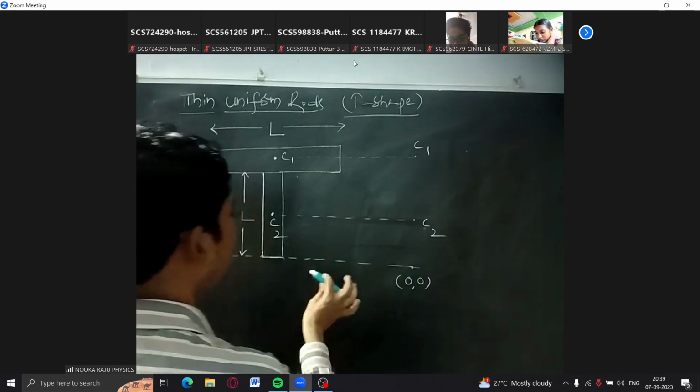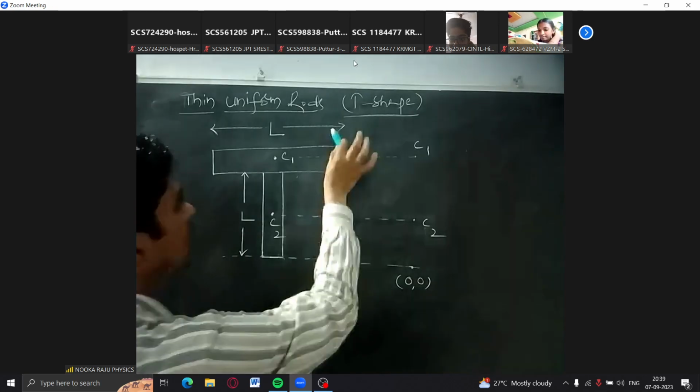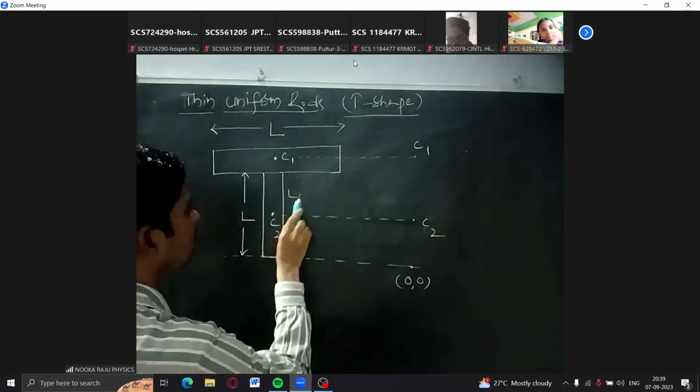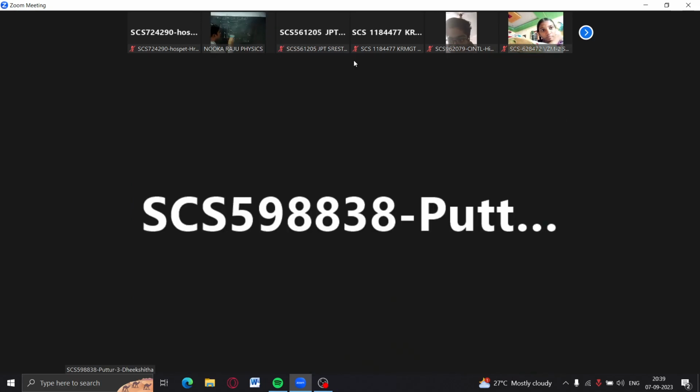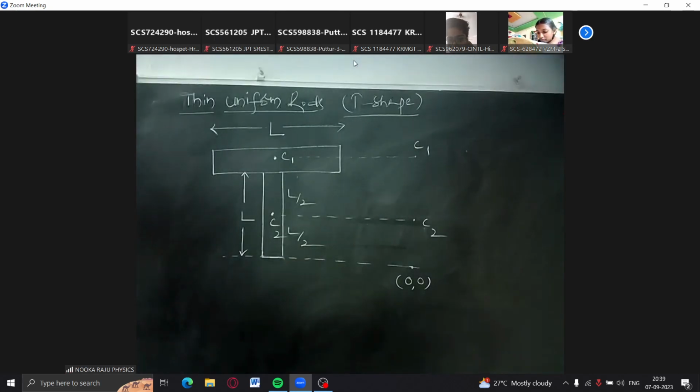Right? So what about the length of this one? L. What about the length of this one? L by 2. L by 2 and L by 2.